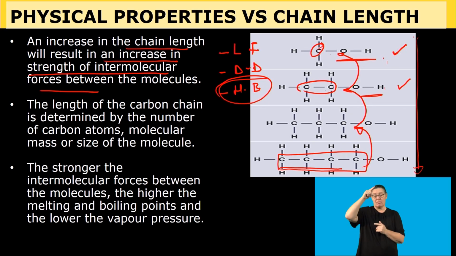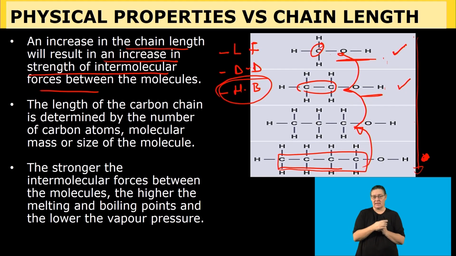And we know that as the strength of the intermolecular force increases, more and more energy is going to be required to overcome that intermolecular force. Now, if we're looking at the boiling point, this compound here, the one that has 4 carbons, will have a higher boiling point as compared to the other 3 types of alcohols because of the strength of the intermolecular force that it has. So as the chain length increases, the strength of the intermolecular force is also going to increase.